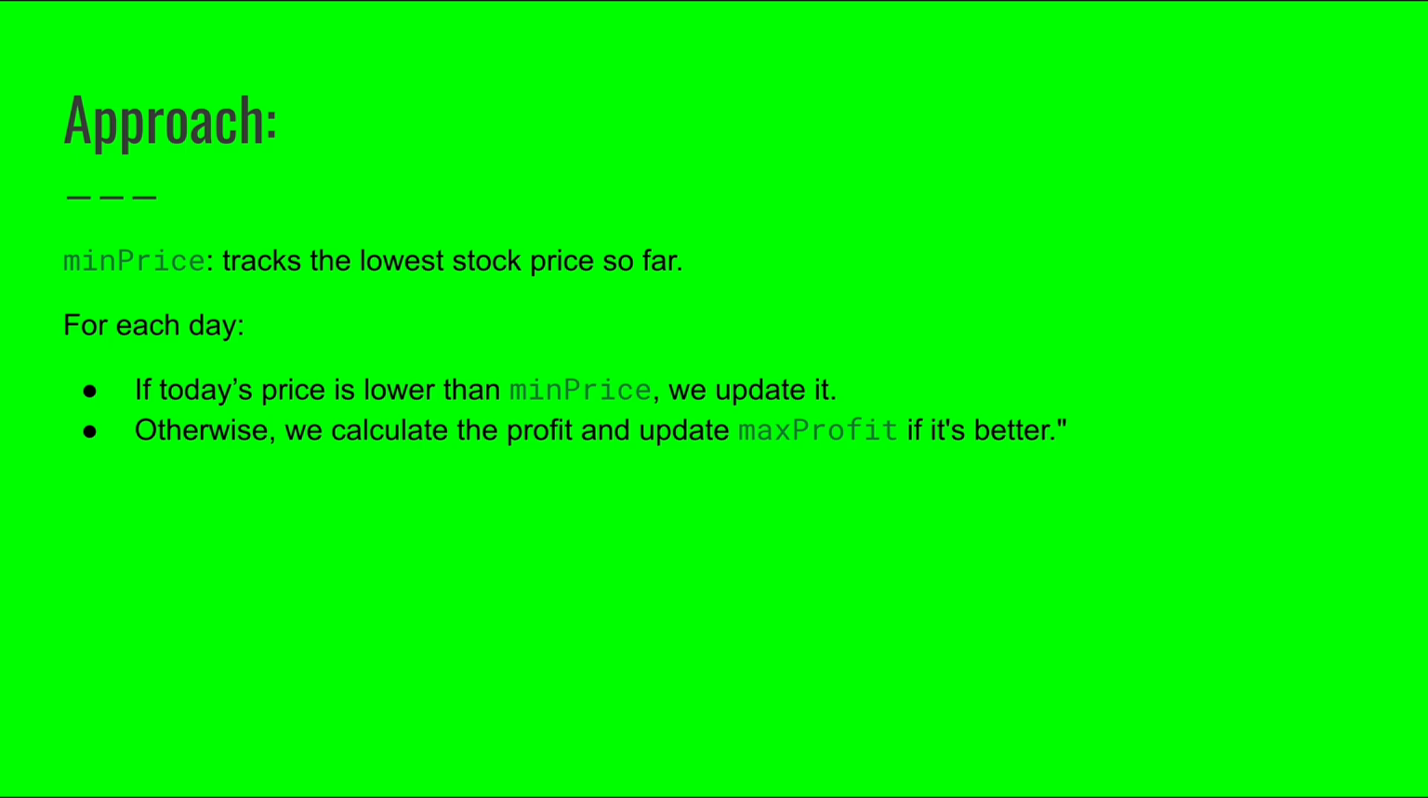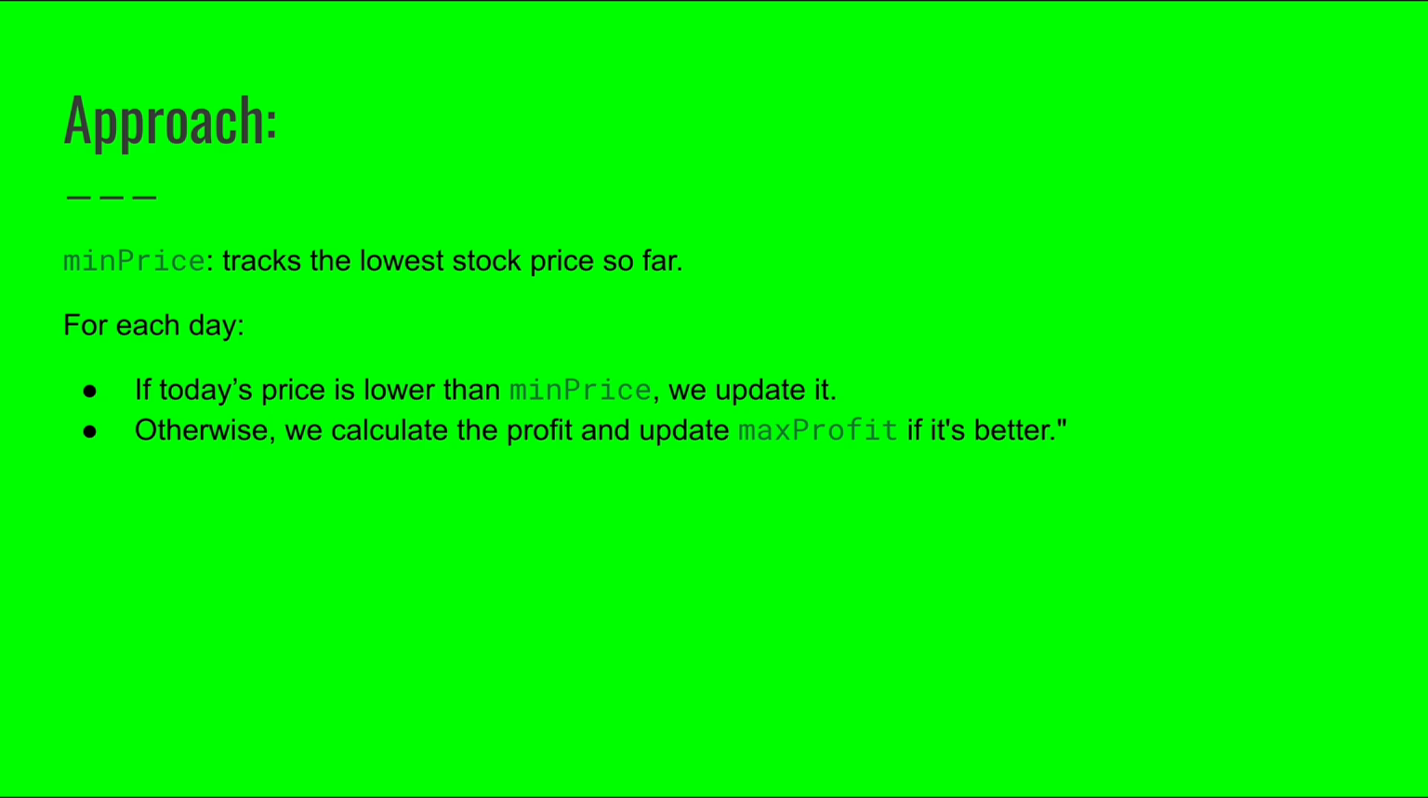Now let's understand the approach. The brute force way is to try all pairs. For each i, try every j greater than i, then calculate the profit and track the max profit. But in that case, it becomes O of n squared. That will be slow and not scalable. In an interview, that's your warm-up. Don't code it, just mention it and move on.